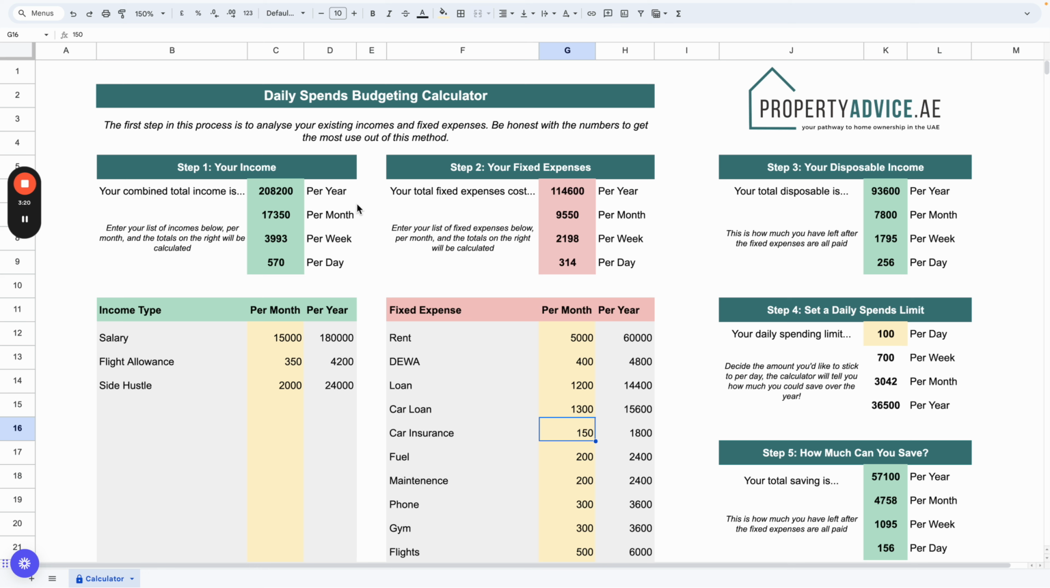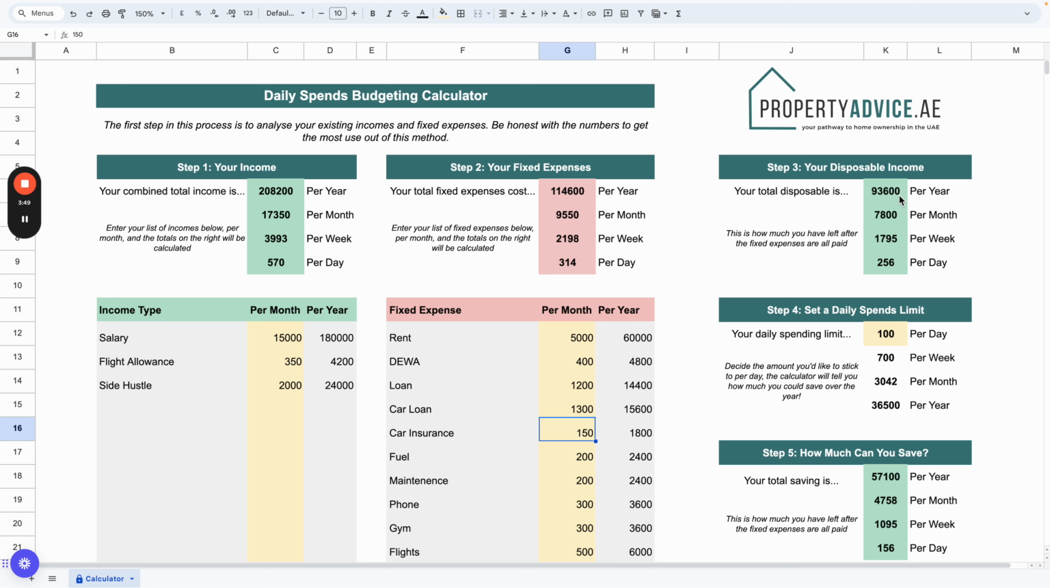So if we look at the results then, your combined total income is just over 200,000 dirhams a year, which is about 17,000 a month, 4,000 a week, and 570 per day. And your fixed expenses, these are things that you absolutely must pay. You can't get away from them. You've got to pay these things in your life. So these are the expenses that you've kind of committed to.